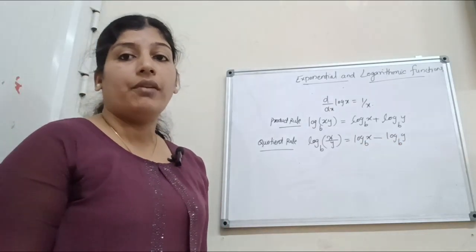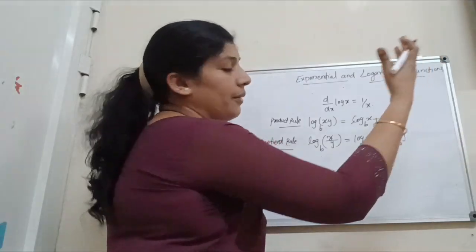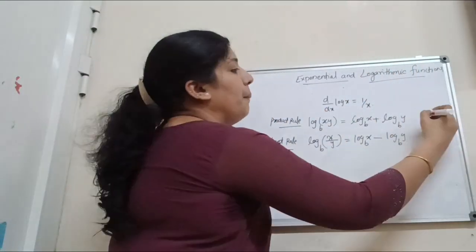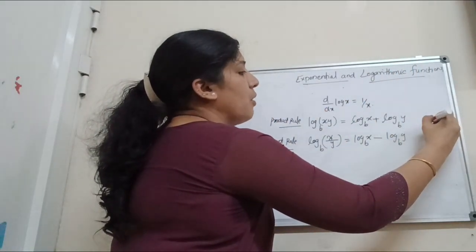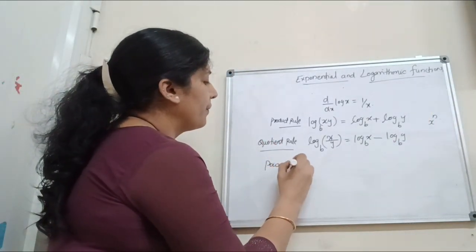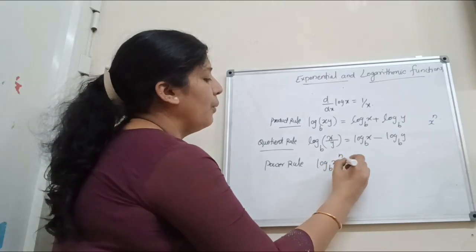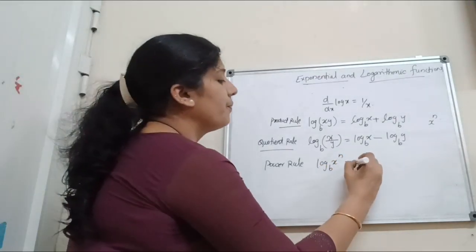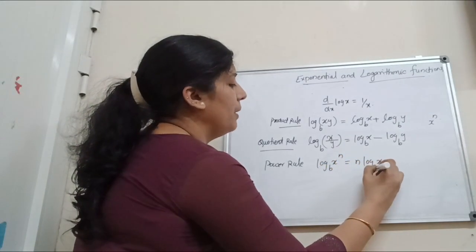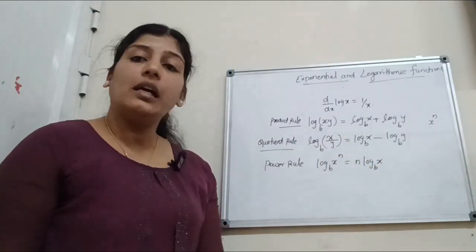Next, we can consider the power rule. How can we write the power rule? It is of the form x raised to n, that is the power form. Log x raised to n to the base b will be equal to n log x to the base b. That is, log x raised to n is equal to n log x.